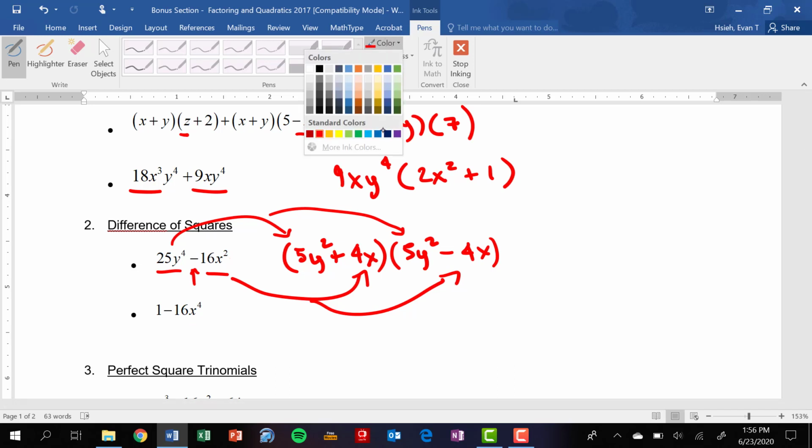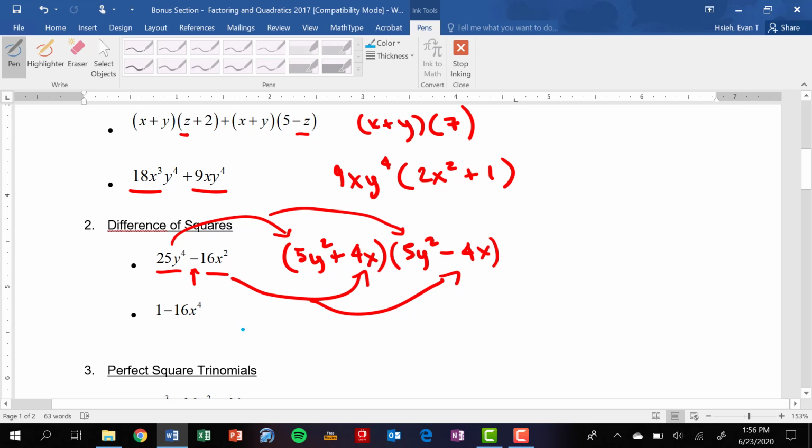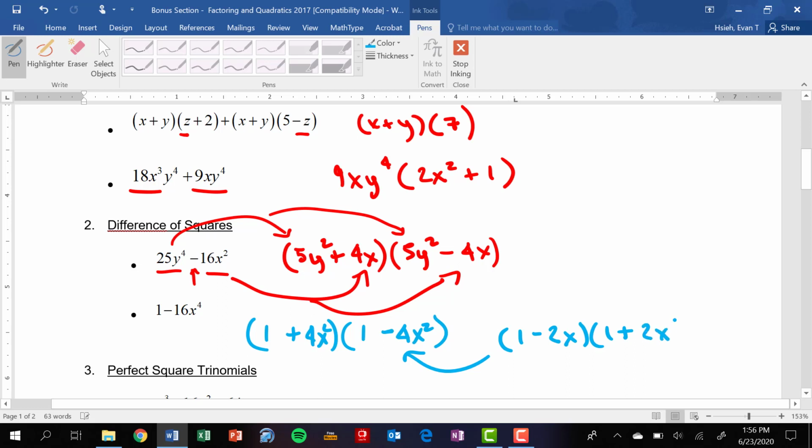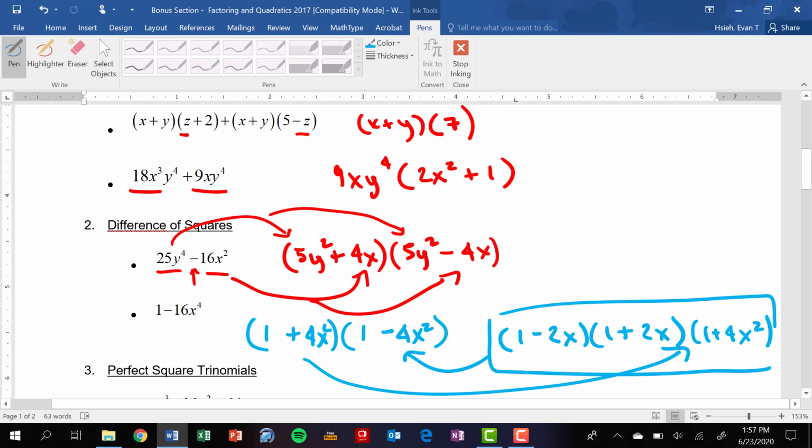Next problem down here is 1 minus 16x to the fourth. Let's factor these guys, so it's going to be 1 plus and minus 4x squared, 4x squared. And then I have to ask myself, am I done factoring it? Have I factored it completely? I'm not, because this thing factors down to 1 minus 2x times 1 plus 2x. So now, if I just bring this over to here, 1 plus 4x squared, this is factored completely.